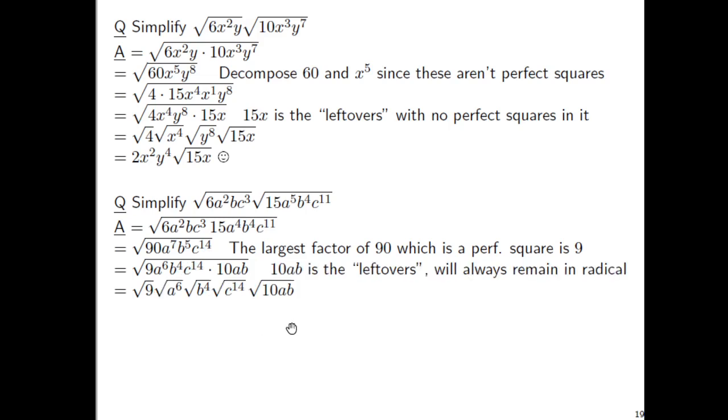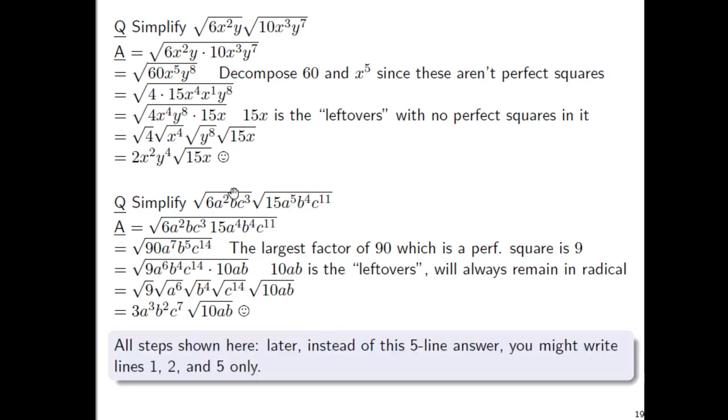So root 9, root a to the 6th, root b to the 4th, root c to the 14th, times, and then root the leftovers. So that is root 10ab. Then root 9 simplifies to 3, there's no radical. Root a to the 6th simplifies to a to the 3rd, no radical. Root b to the 4th becomes b squared, no radical. Root c to the 14th becomes c to the 7th, no radical, and still copy down root 10ab.